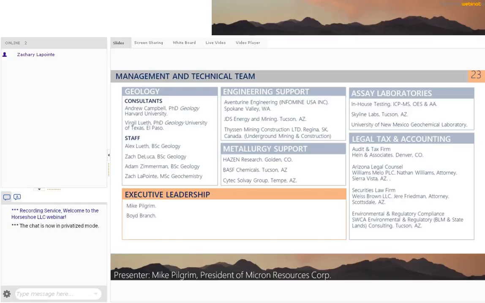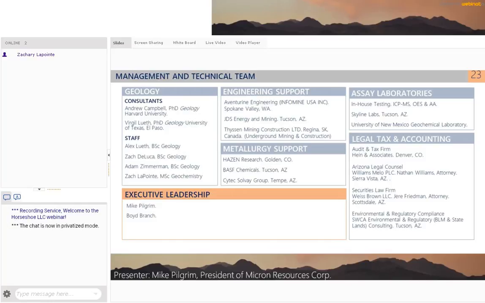Our assay labs, besides our internal lab, we have to get assay labs to confirm what we've done. That would be Skyline Labs in Tucson, Arizona, and the University of New Mexico Geochemical Laboratory, Earth and Planetary Sciences, led by Dr. Mehdi Ali. In our legal and tax accounting section, it's very important to us as senior management, for Boyd and me, to have audited financials and tax return filings on time for all the investors, as well as our securities law firm.